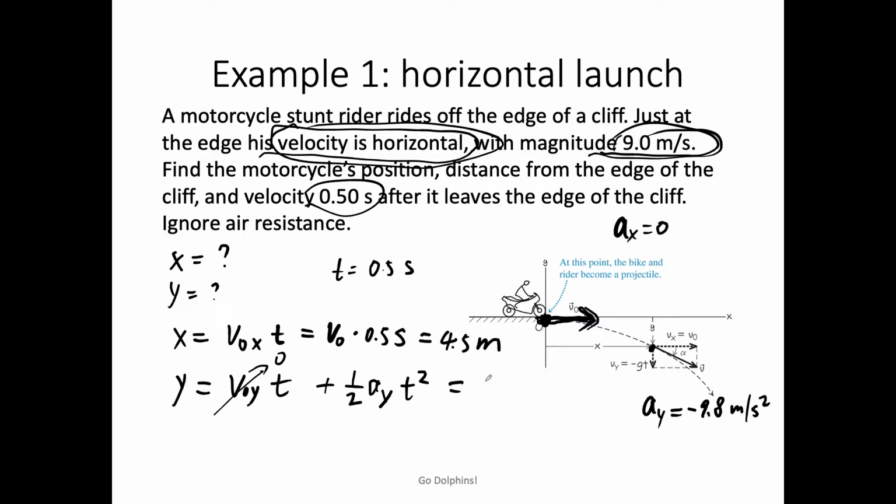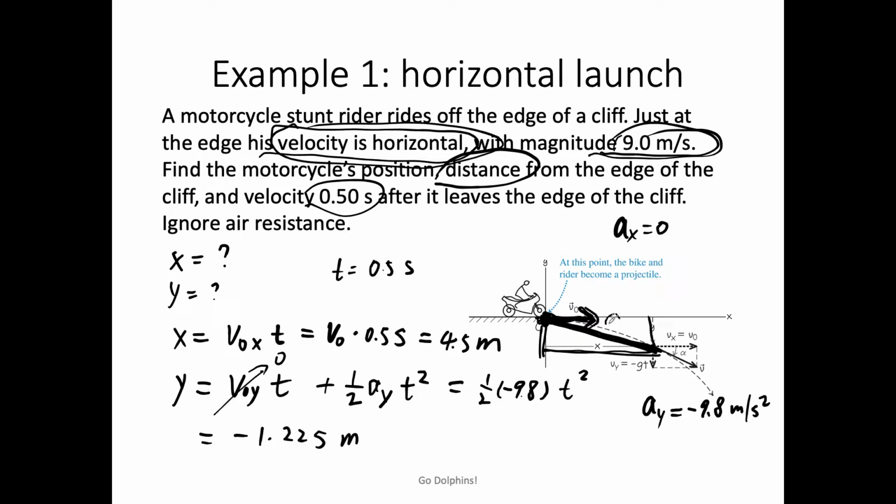Plugging in the numbers, 1/2 times negative 9.8 times t squared. t is 0.5 second. Putting in the numbers, we find the displacement in the y direction is 1.225 meters. So it asks for the position, the distance. We want to find the distance between these 2 points, and we already found x and y.